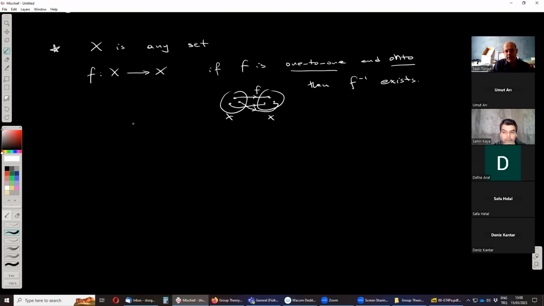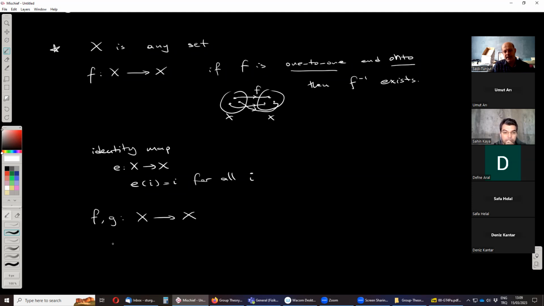Okay, in such a situation, for example, the identity map is basically a map that maps every element of X into itself, right? I don't know how to write this. E of i is equal to i for all i. Okay.